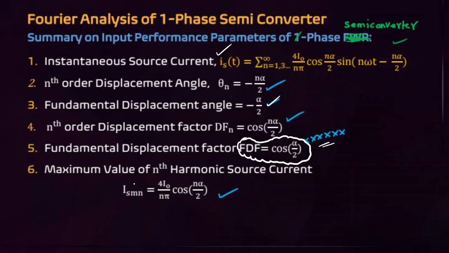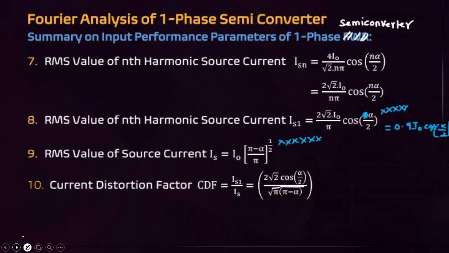Then what is the maximum value of the nth harmonic source current? This is the maximum value of the nth harmonic source current. Then what is the RMS value of the nth harmonic source current? This is the RMS value of the nth harmonic source current. But mainly the fundamental formulas are important.